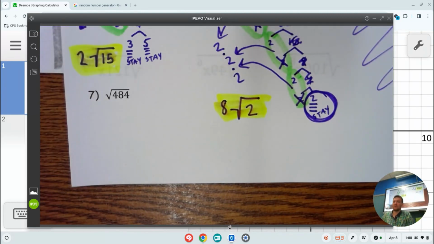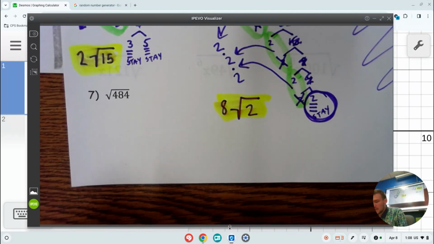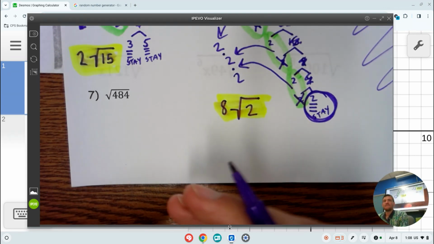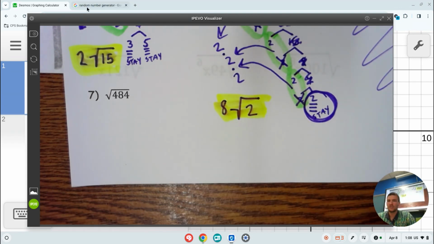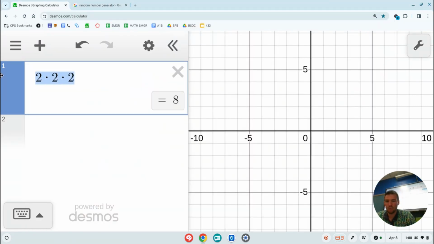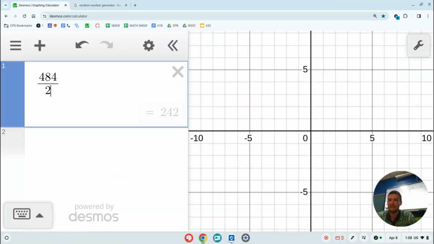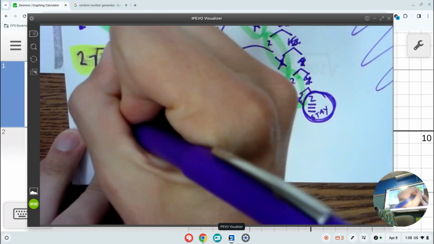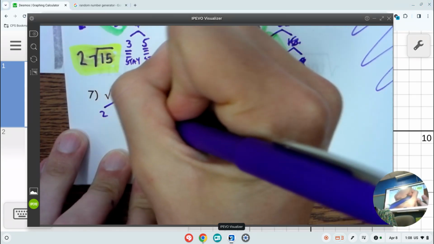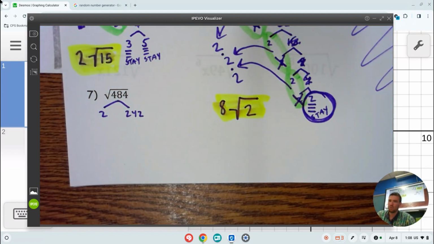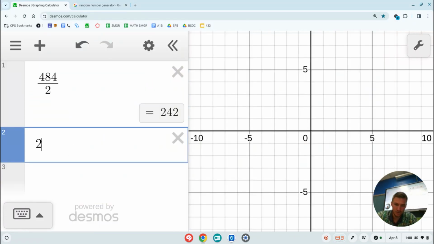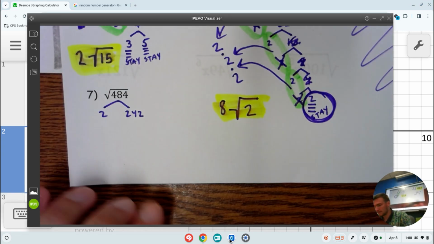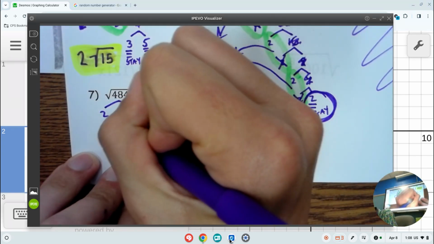Number 7, here's what we want to do. For number 7, I see 484. And I'll just work through this one. We'll just go quickly. So what is 484? Does it divide by 2? Yes, 242. This is a big number. Then I'm going to work with 242. What is 242 divided by 2? 121. I'm just going to keep going.